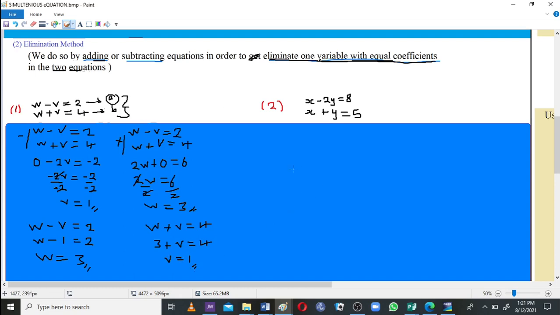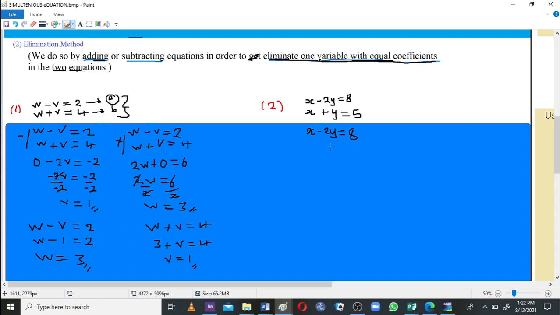Right. Okay, that's cool. So that's how we use elimination method when variables are already equal. You just do it straight away. Okay. Now in the second example here, I want to show you how to deal with this when variables do not have the same coefficients.